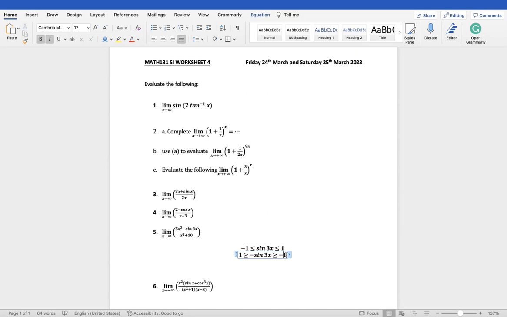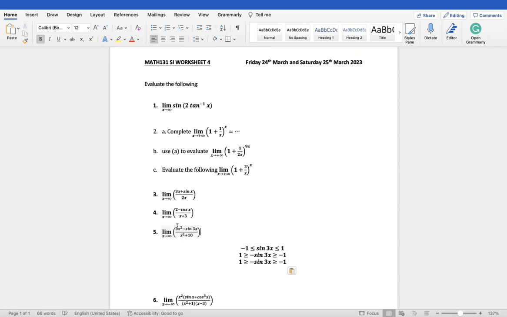Okay, so now we've managed to get the minus sine 3x there. Next, because we have a 5x squared here, we also have to add 5x squared on all sides of this inequality. Now, here it's a bit tricky. That's where you need to determine if x is tending to positive infinity or negative infinity. Well, it really doesn't make a big difference in this case.